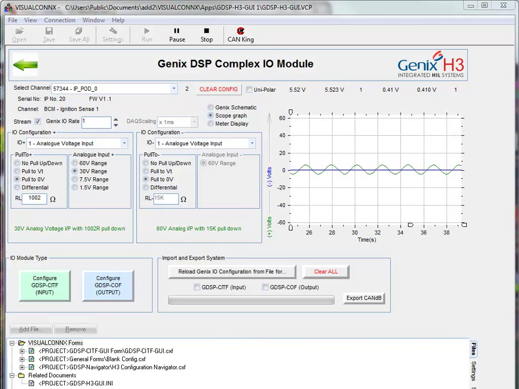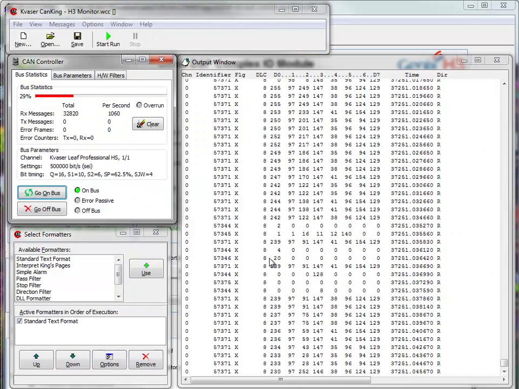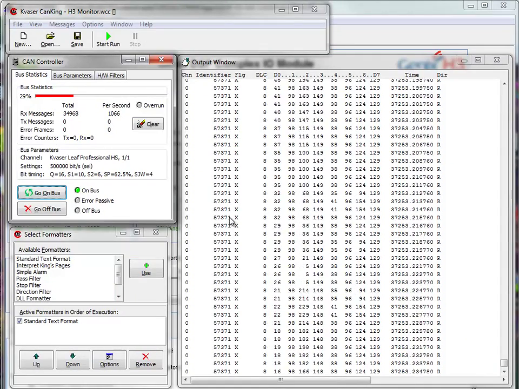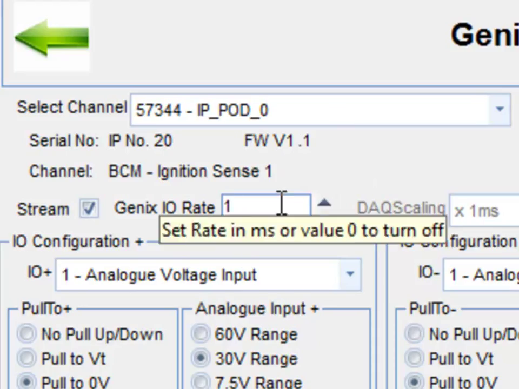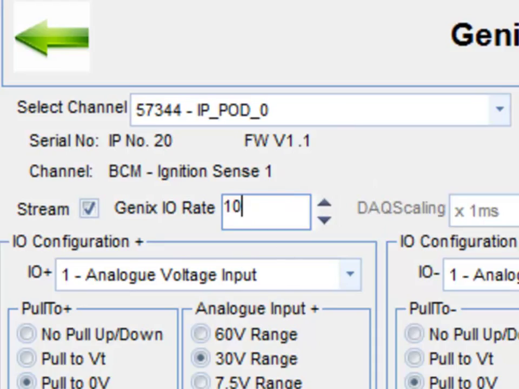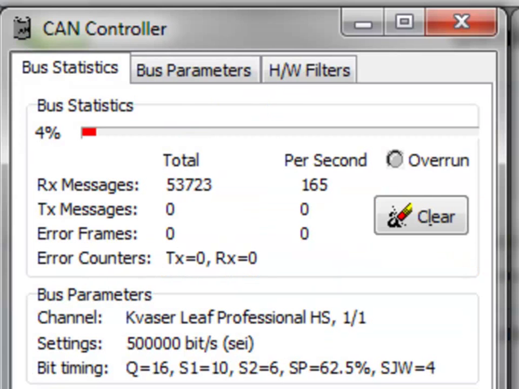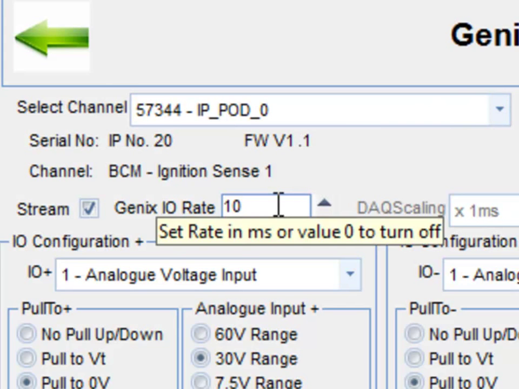If we return to our CAN monitor, you can now see that we're getting lots more CAN data, and in fact if you look at the bus statistics, I'm loading it up about 29% with the GUI connected as well as the CAN message being sent. So we would recommend values of say 10 millisecond or lower for reasonable bandwidth. So here 4% is now being used with a 10 millisecond and the GUI.